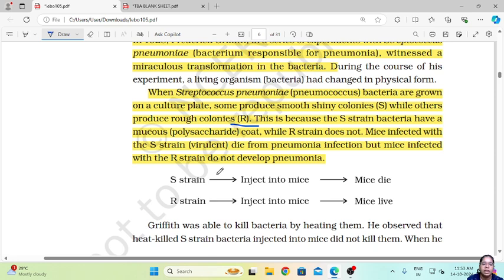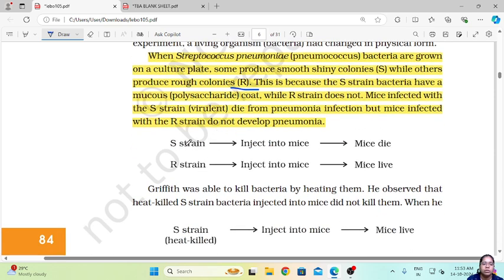So he concluded that if the mice were injected with the S strain, the virulent strain, the mice die. If the R strain is injected into mice, the non-virulent strain, the mice live.